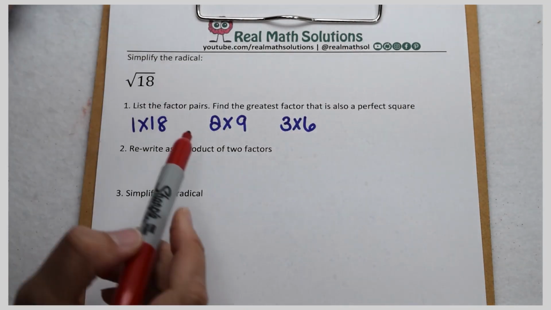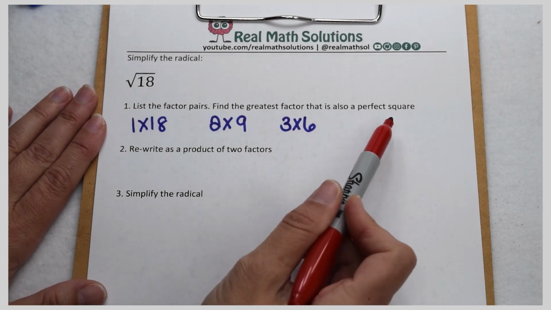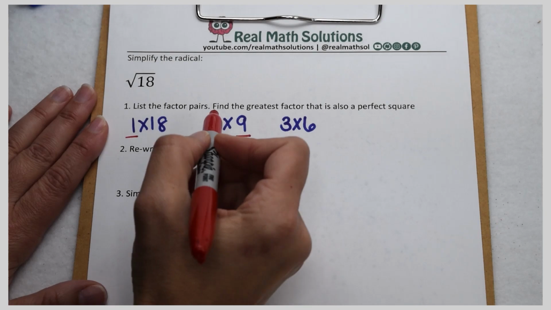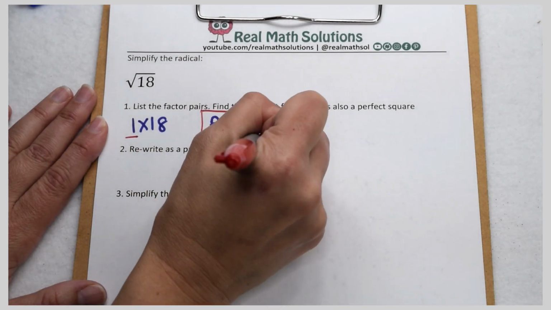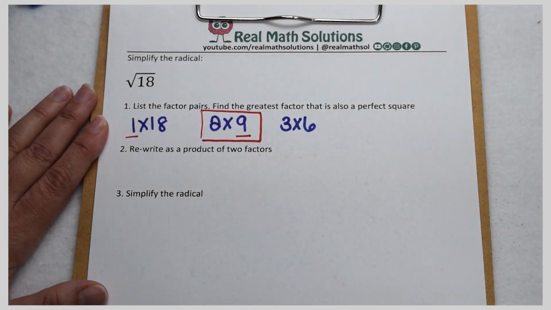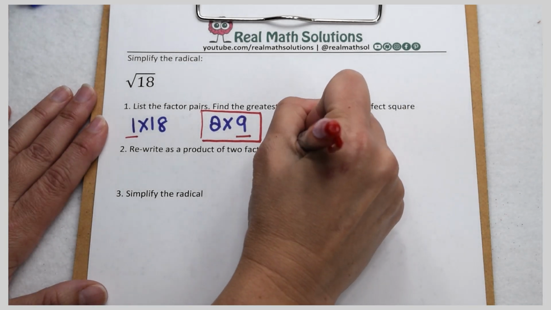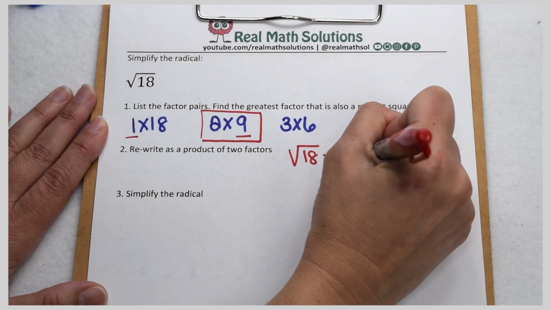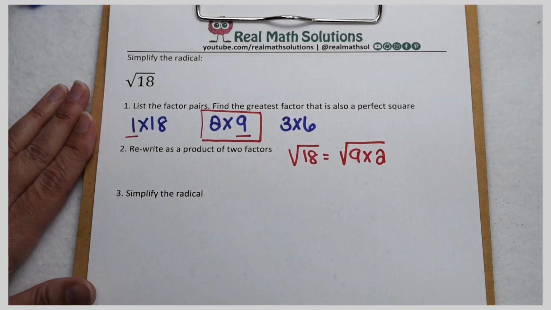Now, amongst those factor pairs, we want to find the greatest factor that's also a perfect square. Well, 1 is a perfect square and 9 is a perfect square, but 9 is definitely the greater one, so that means we're going to work with 2 by 9. So we're going to rewrite our square root as the product of those two factors. So instead of square root of 18, we're going to write that as square root of 9 times 2.